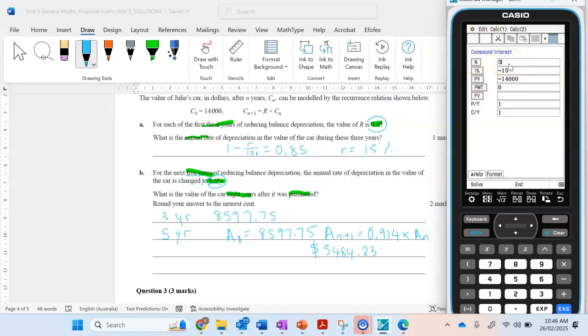And now it's going for 5 years. Our interest rate has changed to 8.6. And this time our car is worth a bit less. Just make sure we put negative in because it's depreciation. We're not adding any payments, and there's our future value, which was the same thing.